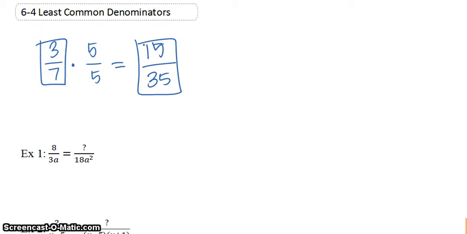One thing people need to keep in mind, we're not multiplying by 5. We're multiplying the top and the bottom both by 5. So technically, we're actually multiplying by 1, because 5 over 5 is 1. That's why we're not changing the problem.